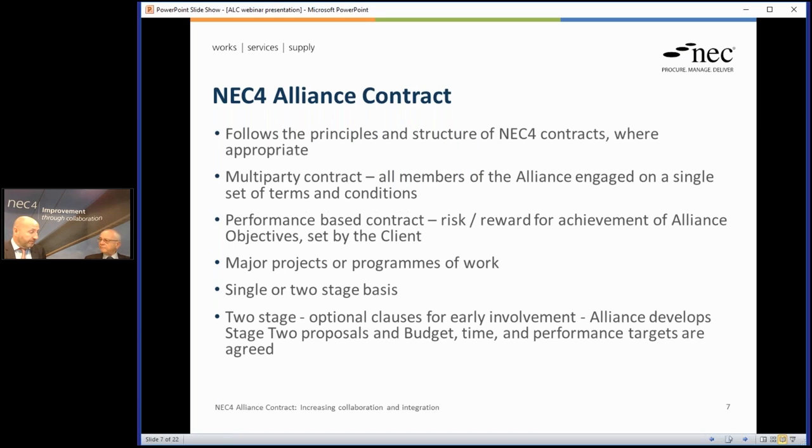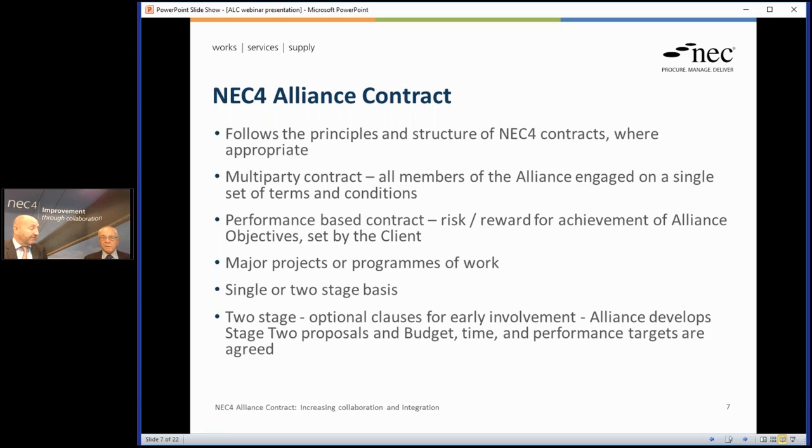Okay, so in terms of the way we've approached producing the alliance contract, as you may expect, we've started with the existing NEC3, now NEC4 contracts, and used those as a basis. Clearly, there seems to be a lot of industry feedback that they like the NEC style and processes, the stimulus to good management, simple language, etc. And we've continued that into the alliance contract. So wherever possible, we followed the structure, used the same terminology, the same clauses and wording where we can to get familiarity and consistency between the alliance contract and the existing NEC4 contracts.